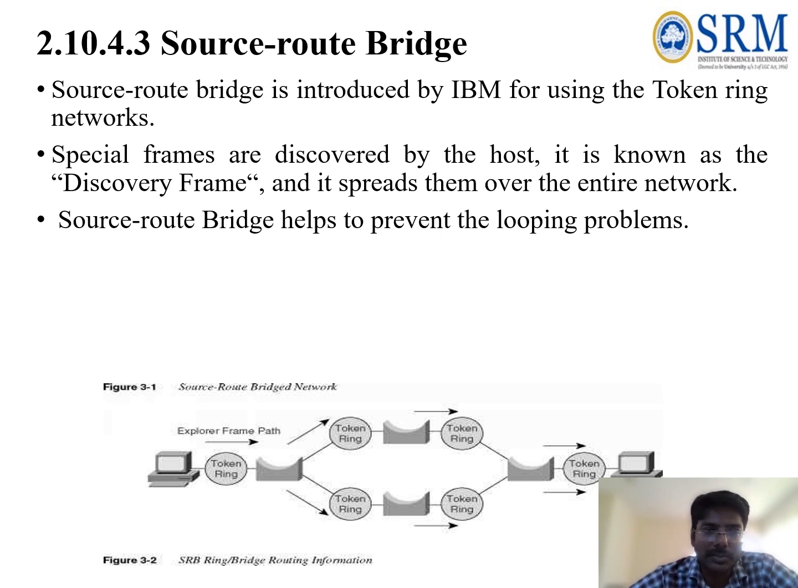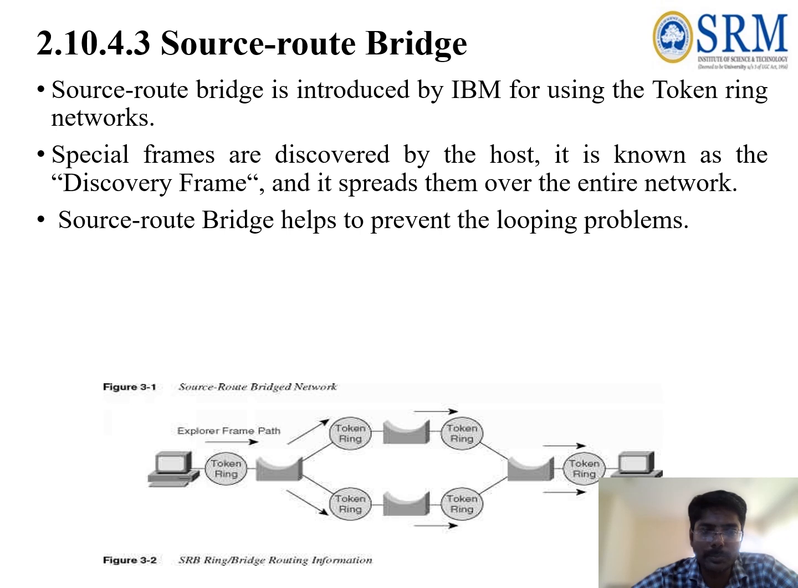The next, source route bridge. A source route bridge was introduced by IBM dedicatedly for use in token ring networks. Special frames are discovered by the host. It is known as the discovery frame, and it spreads them over the entire network.